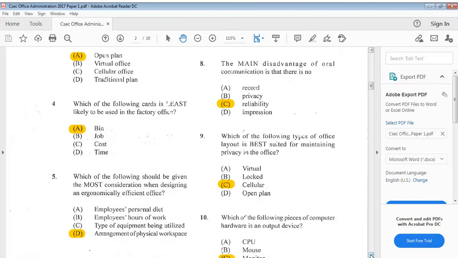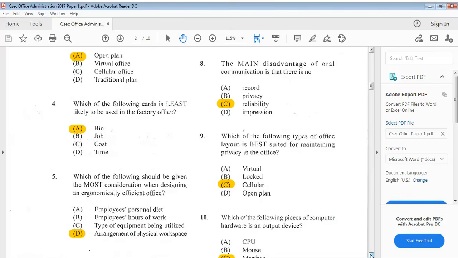Which of the following cards is least likely to be used in the factory office? A. Bin. B. Job. C. Cost. Or D. Time. So our answer would be A. Bin. Let's move on to number 5.